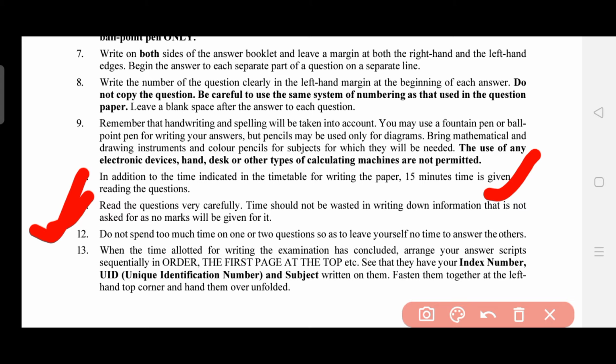Okay. 13th point says that when the time allotted for writing the examination has concluded, arrange your answer scripts, yes, in the order. Okay, whatever is the order, means suppose you have taken an extra sheet, so kindly arrange it in the second. The next sheet will be in the third, so kindly arrange it in the sequential order, and write your index number and UID on every sheet of paper, because that is the most important thing.